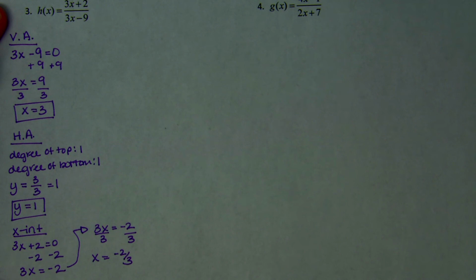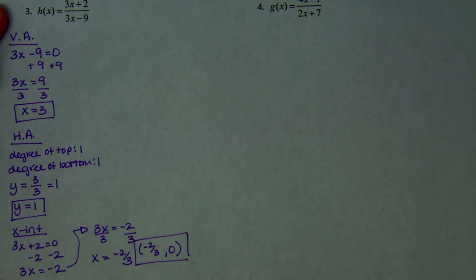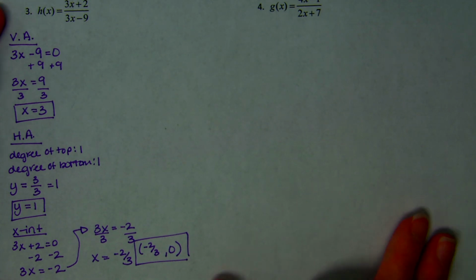And again, remember that that is a point. It is not a line. And so that is the coordinate negative 2/3, 0. Don't freak out that it's 2/3. 2/3 is just between 0 and negative 1, and it's closer to negative 1. That's what that is. So don't freak out that you got a fraction.